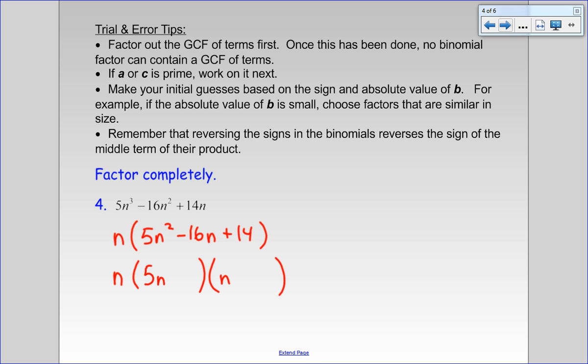And noting that we have positive 14 as our constant and negative 16n as our middle term, we know that we need two minus signs. And then for 14, we'll either fill that in with 1 times 14 or 2 times 7. Let's check some options. Given that our middle term is 16n, let's first try 2 and 7.